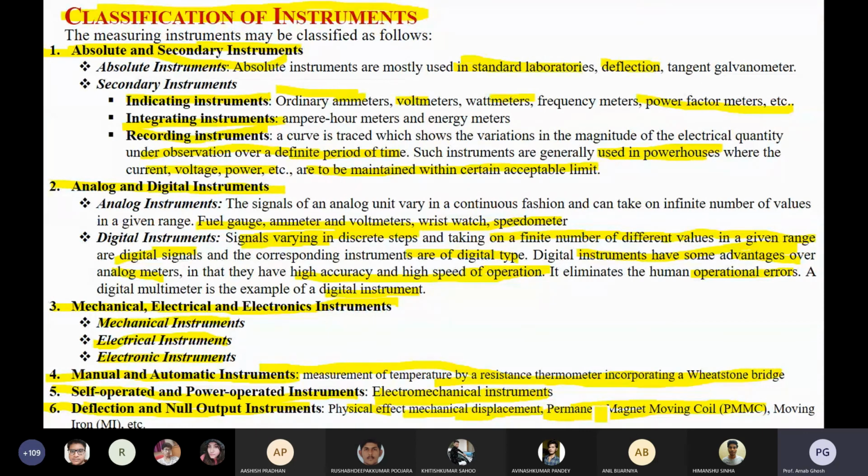So from here we can see that, I think how much time is there, I need to take the attendance. Okay, almost over.